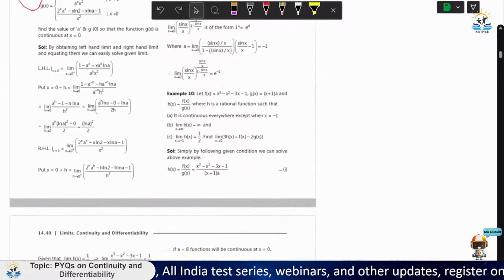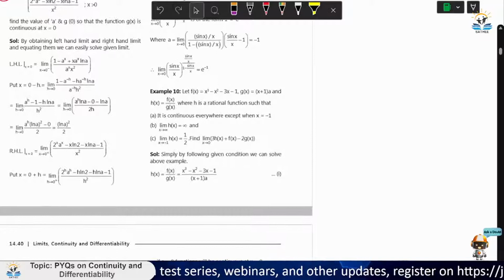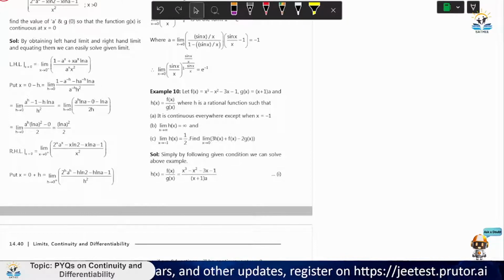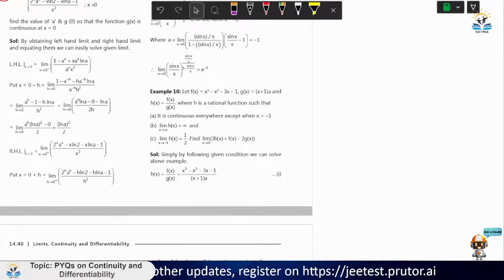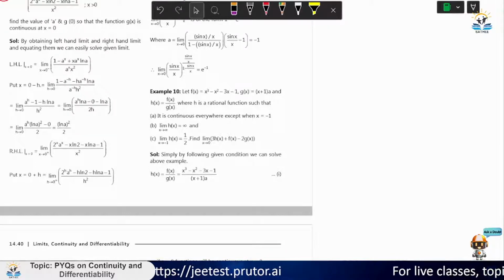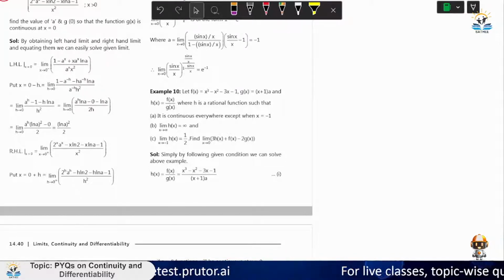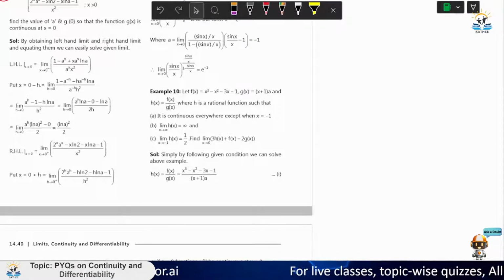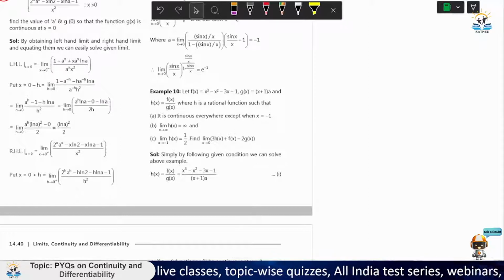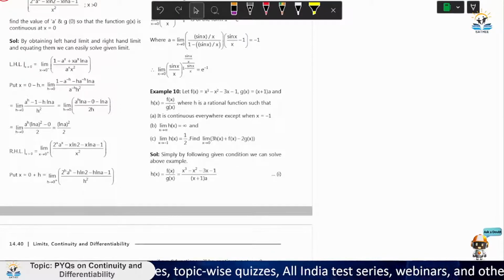Let's move to question number 10. Question number 10 says, let f of x be equal to x cube minus x square minus 3x minus 1, and g of x is equal to x plus 1 into a, and h of x is equal to f of x divided by g of x. So we know that h is a rational function, and we have to find the condition such that it is continuous everywhere except x equals minus 1.